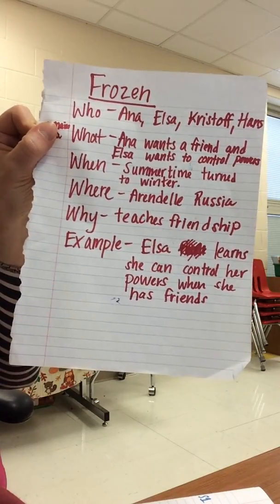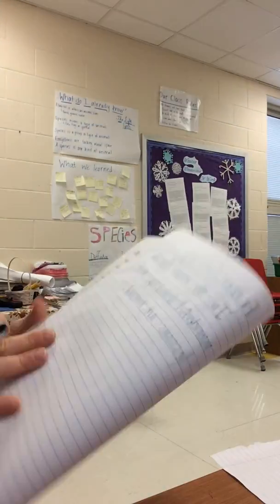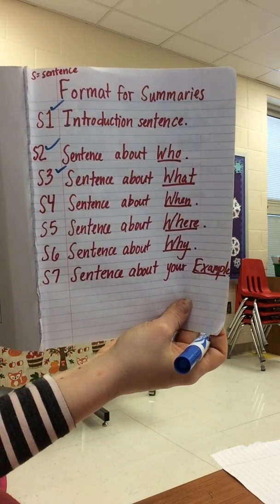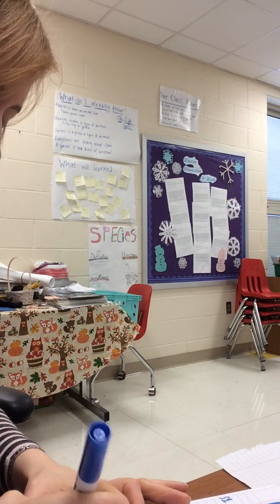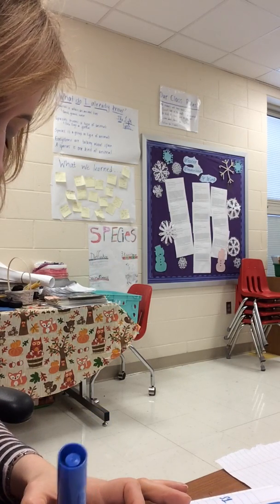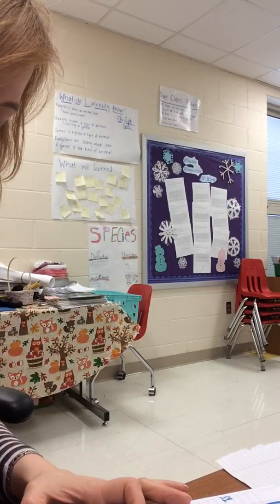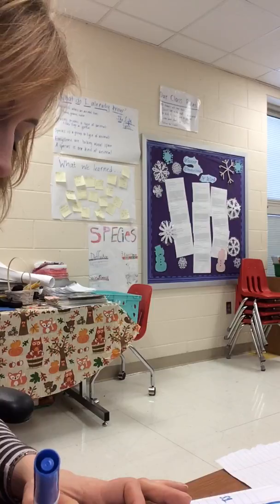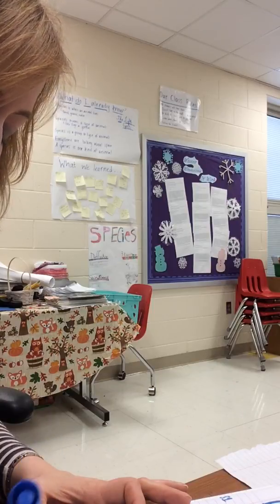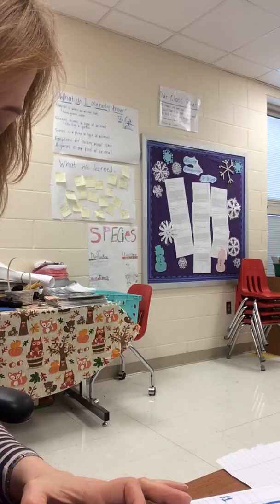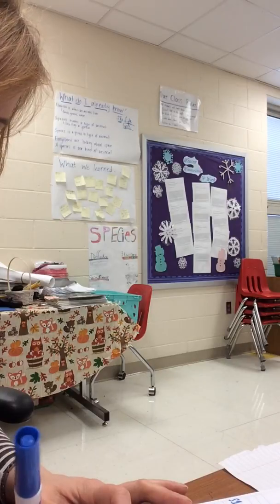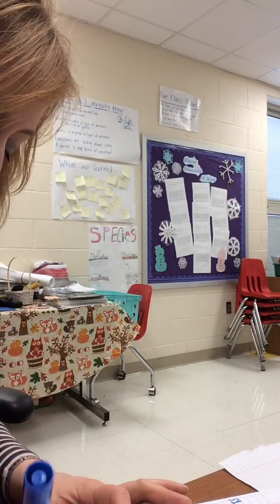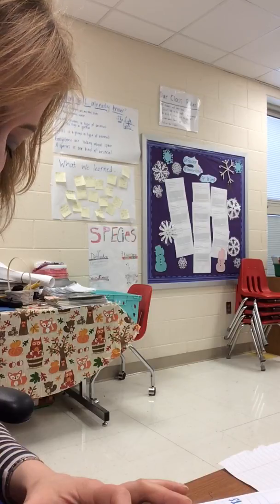I need sentence 4 now, my when, okay? Sentence 4 is when, according to the strategy page here. So, sentence 4 is about when. Okay. The movie takes place in the summer until Elsa freezes everything.